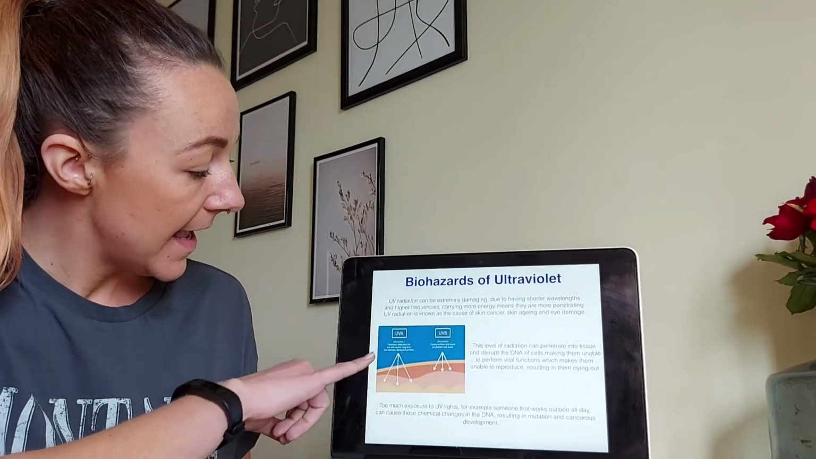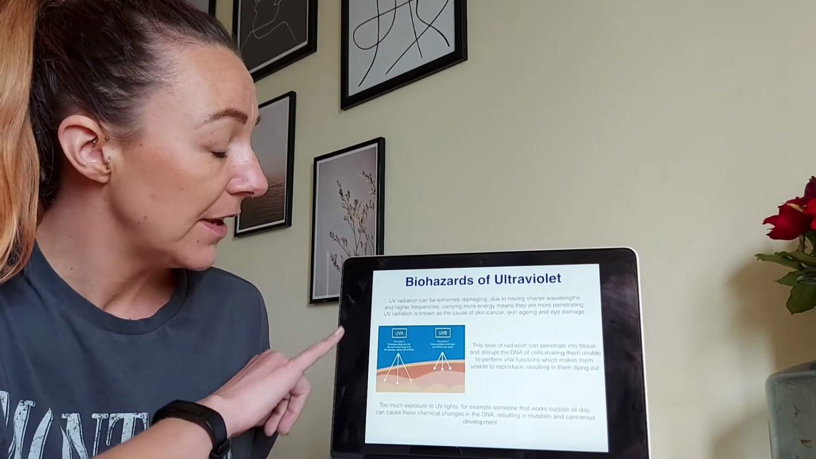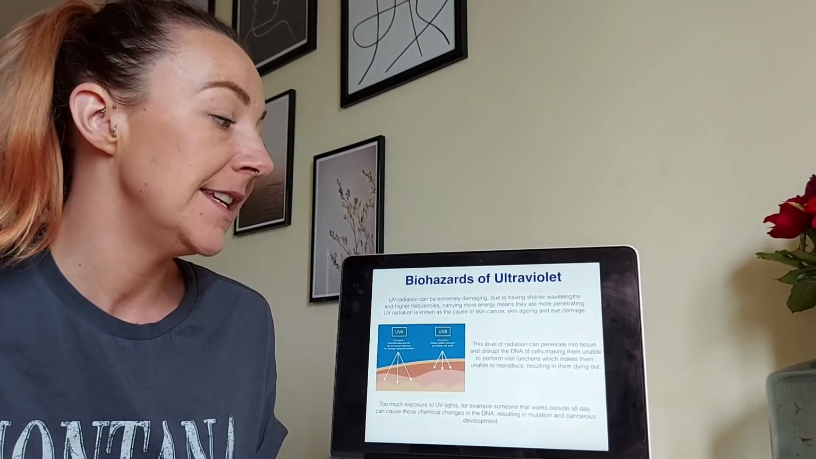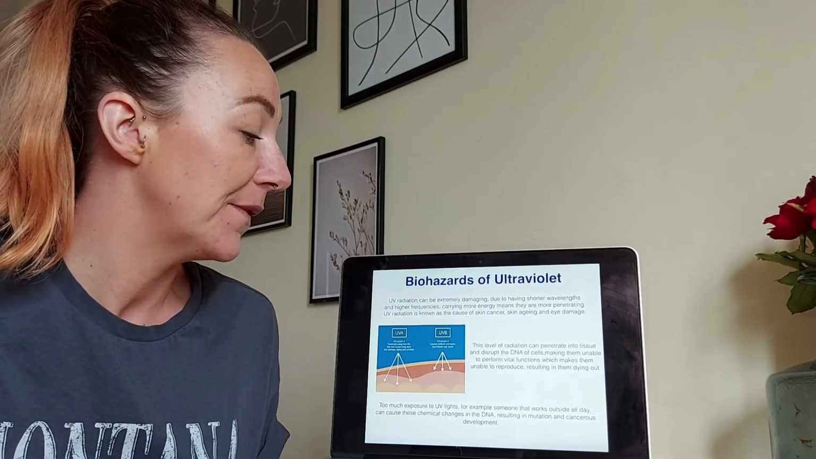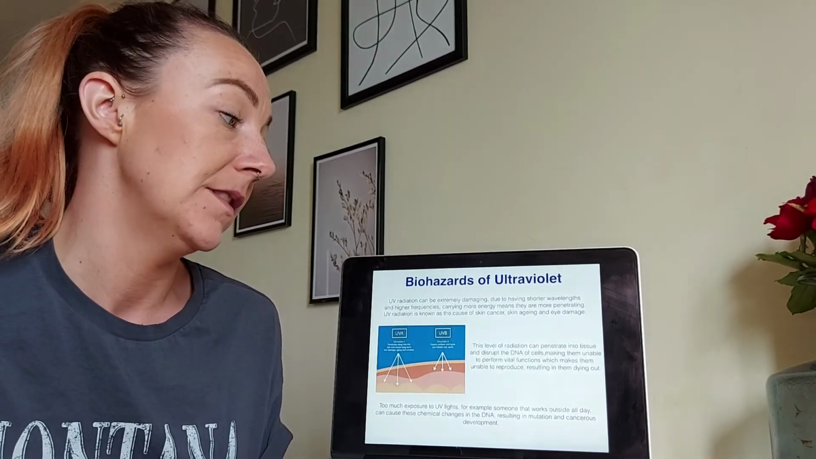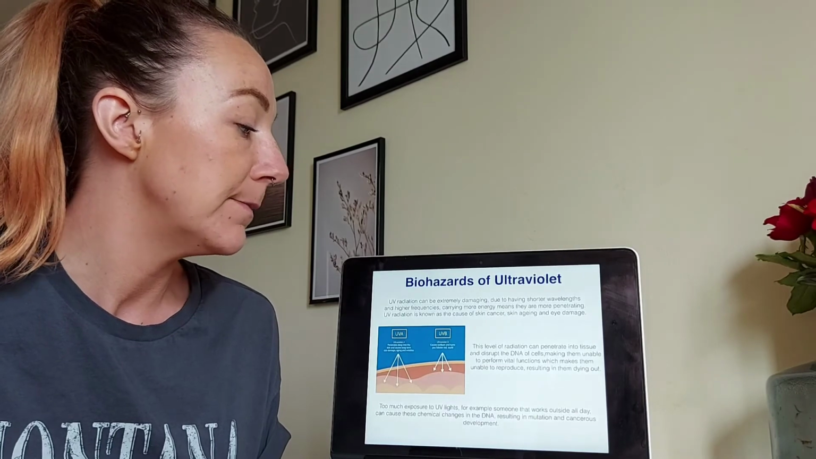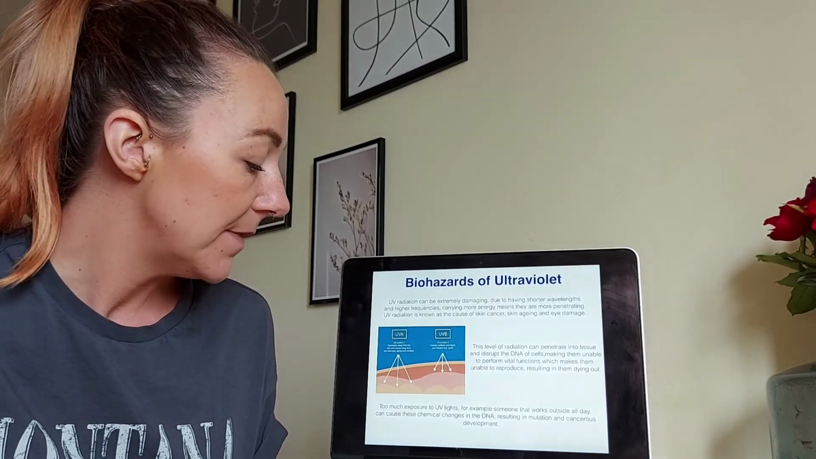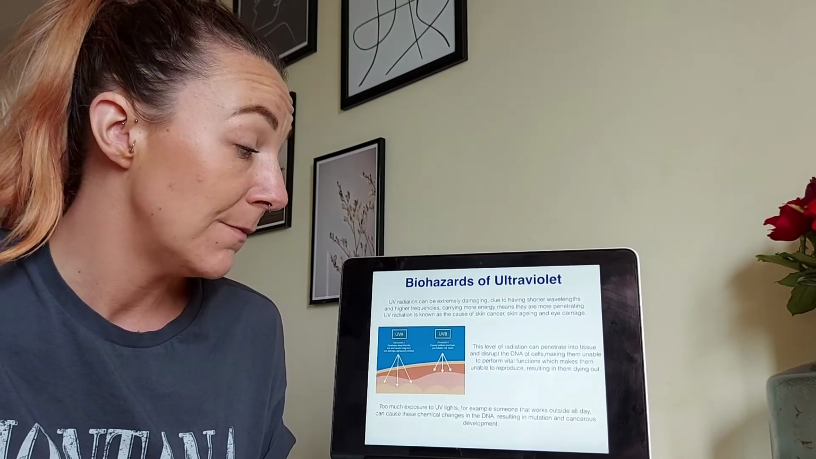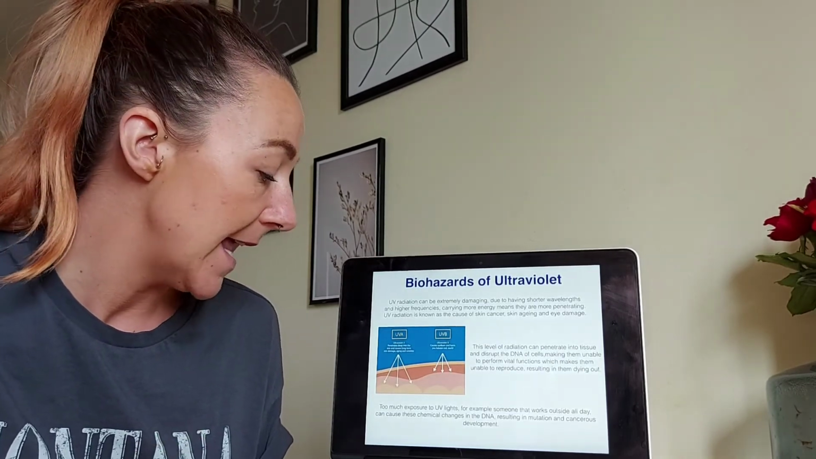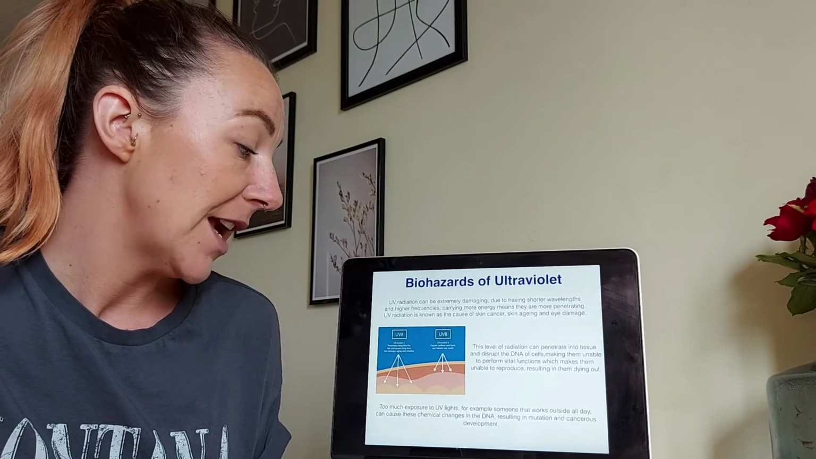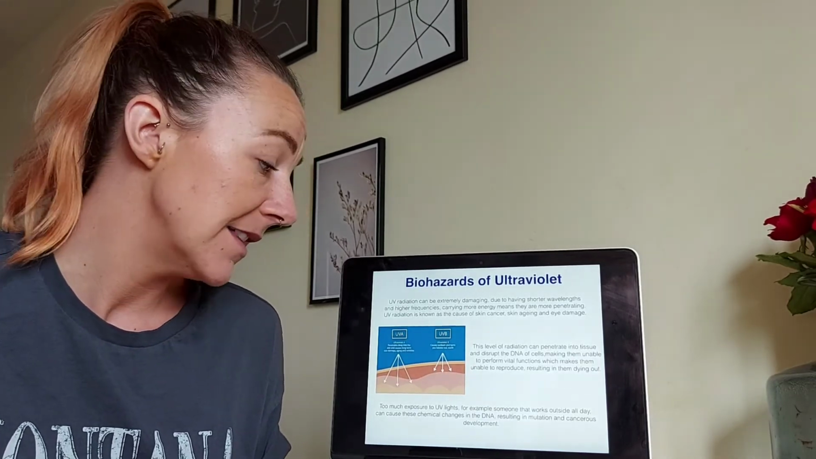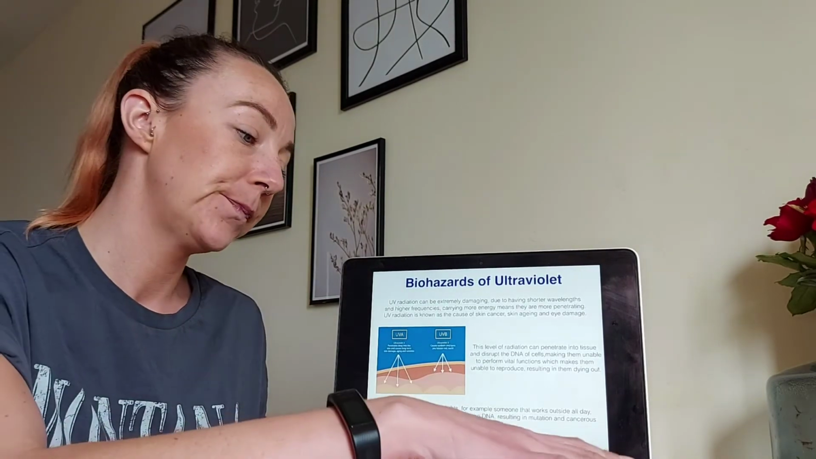As we can see here, this level of radiation can penetrate into the tissue and disrupt the DNA of cells, making them unable to perform vital functions, which makes them unable to reproduce, resulting in them dying out. Too much exposure to UV light, for example, someone that works outside all day, can cause these chemical changes in the DNA, resulting in mutations and cancerous development.